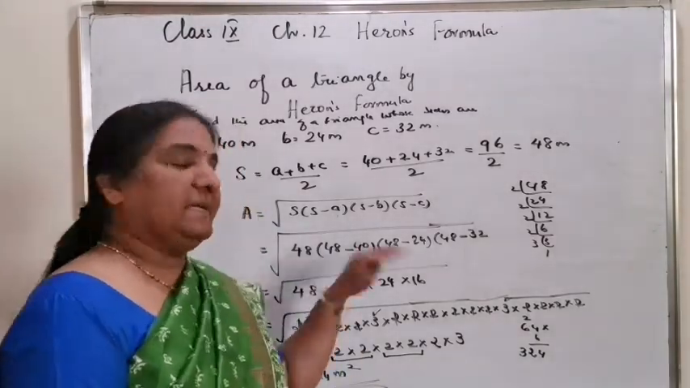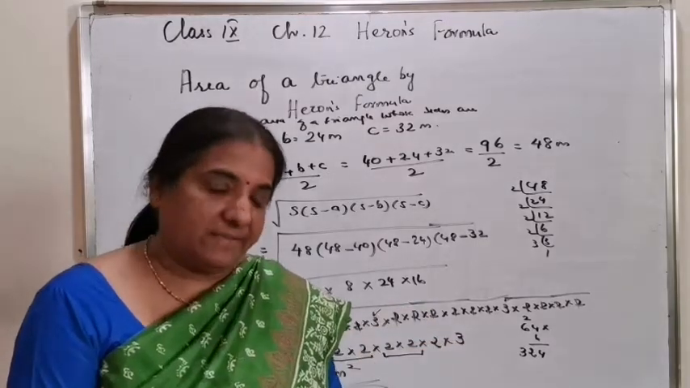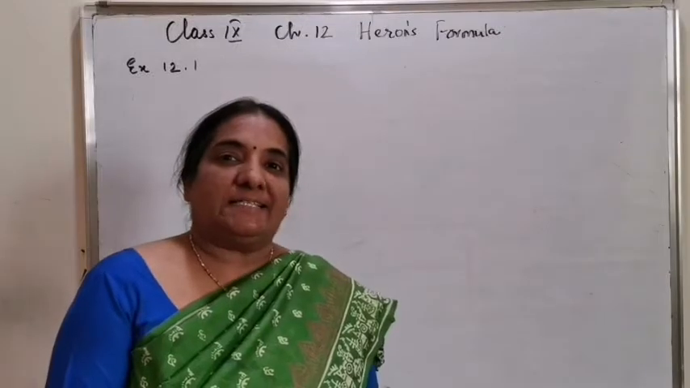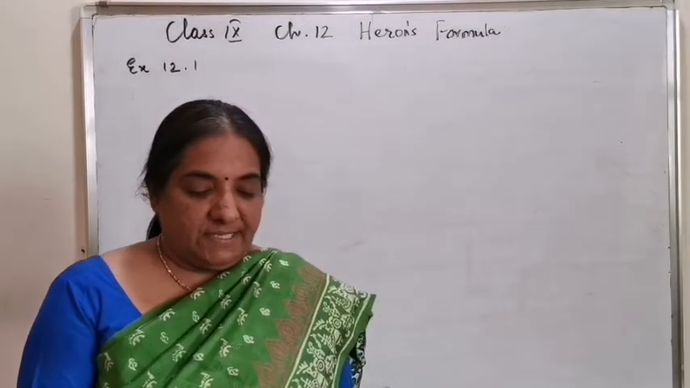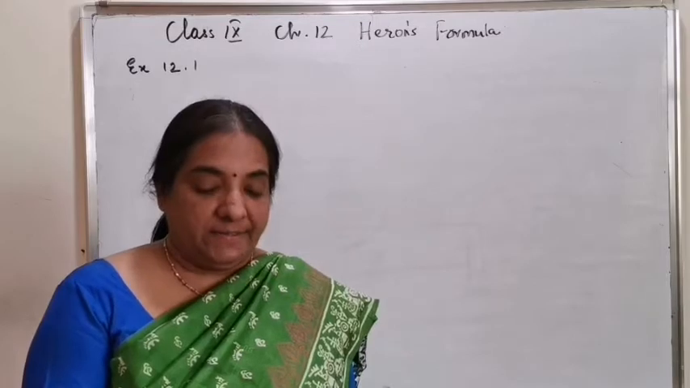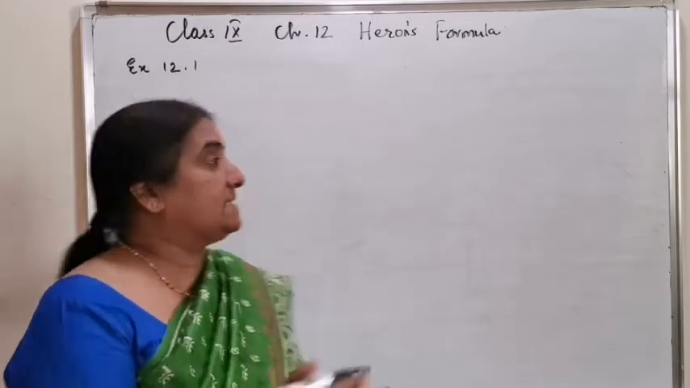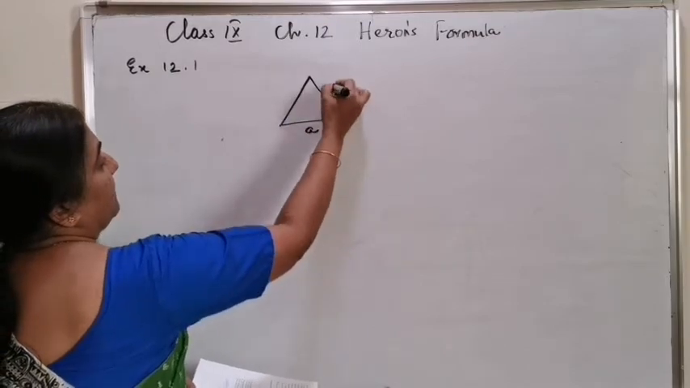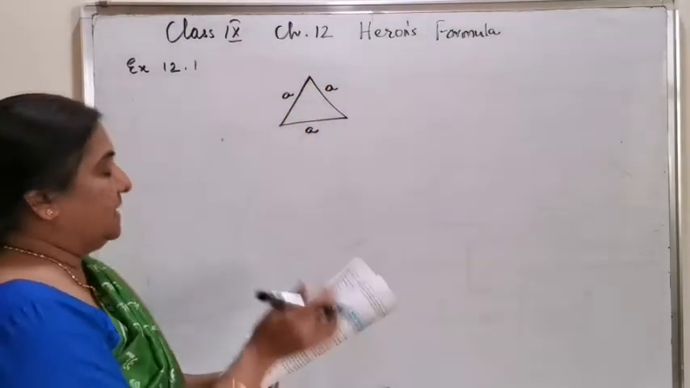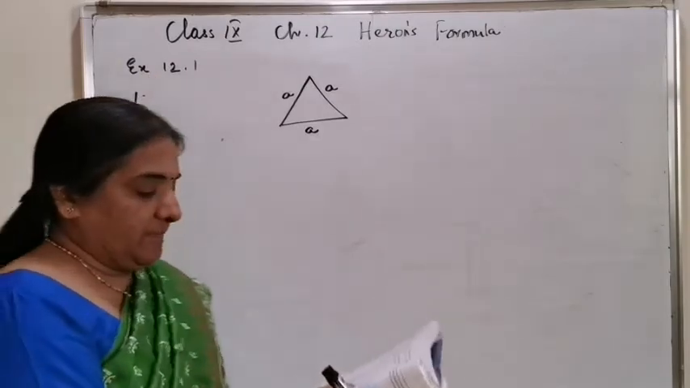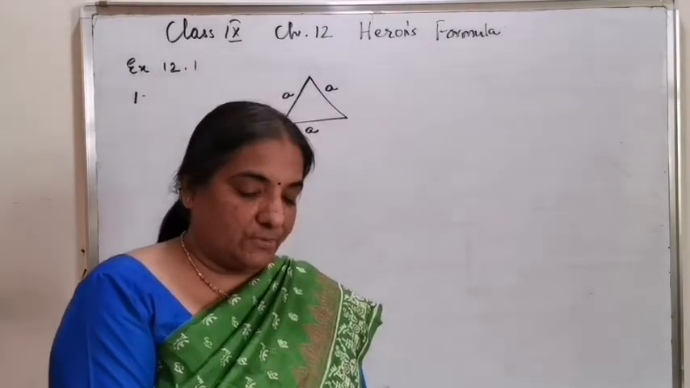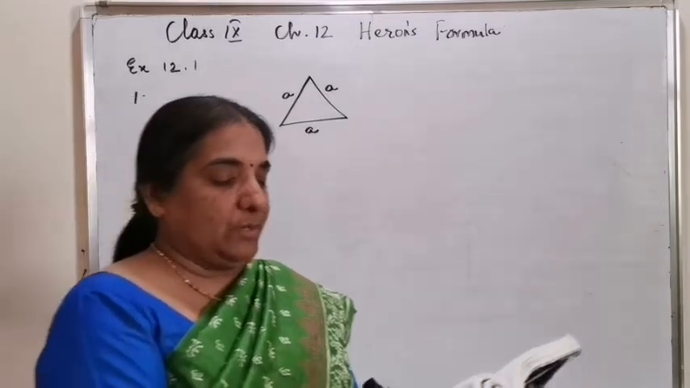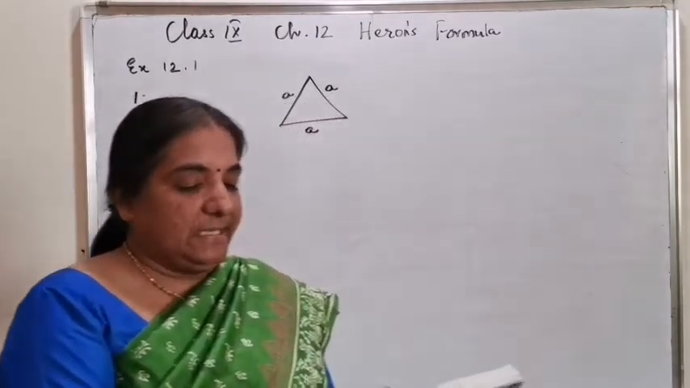Rather than multiplying and taking square root, find the prime factors and then you can find out the area of the triangle. Exercise 12.1. A traffic signal board indicating school ahead is an equilateral triangle with side A. That means all the three sides are of equal length. Find the area of the signal board using Heron's formula. If the perimeter is 180 centimeter, what will be the area of the signal board?